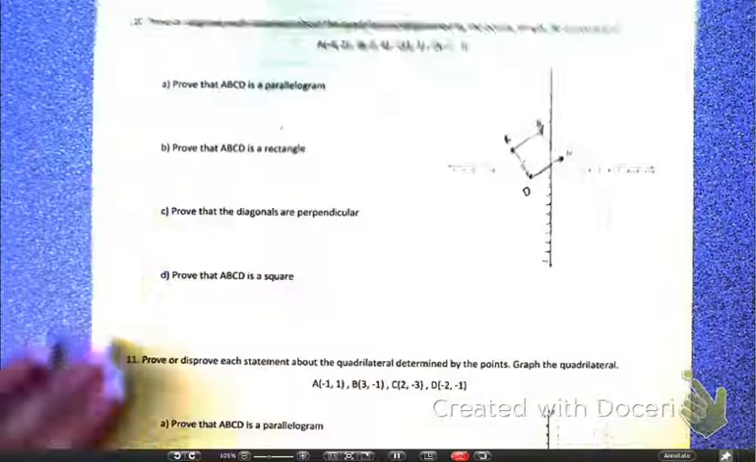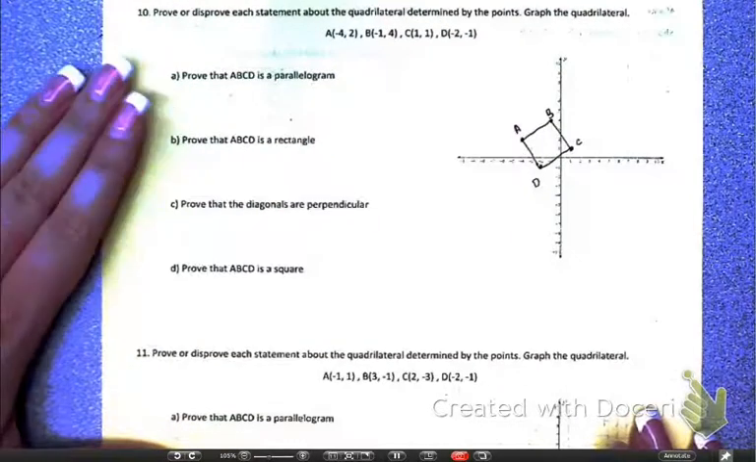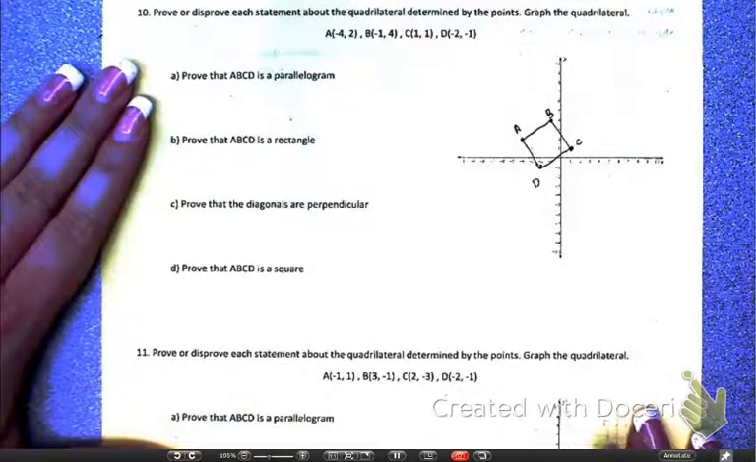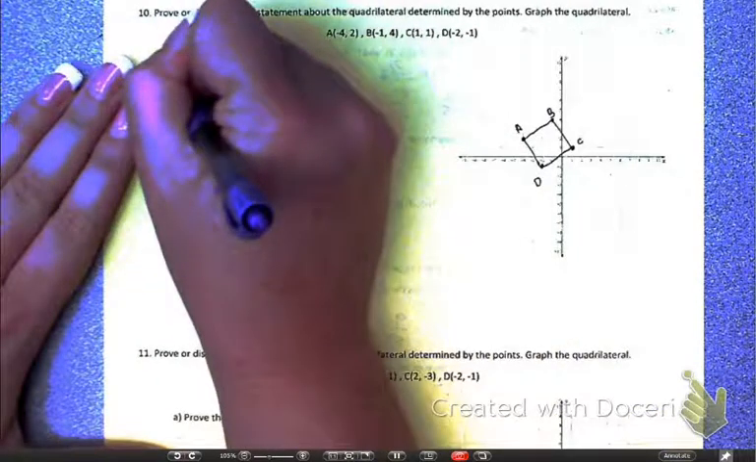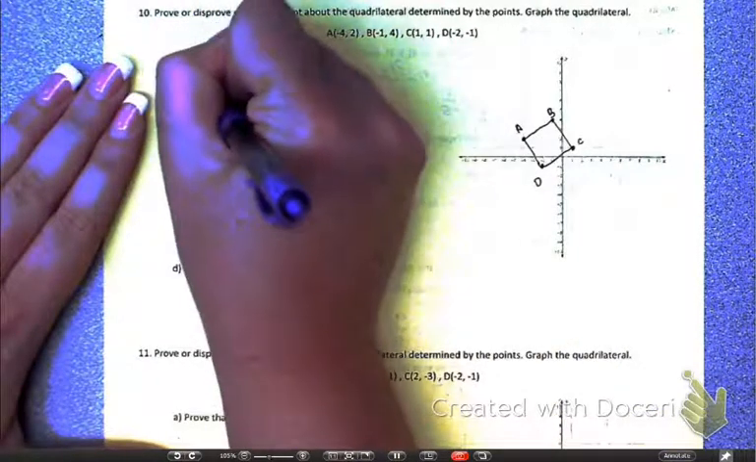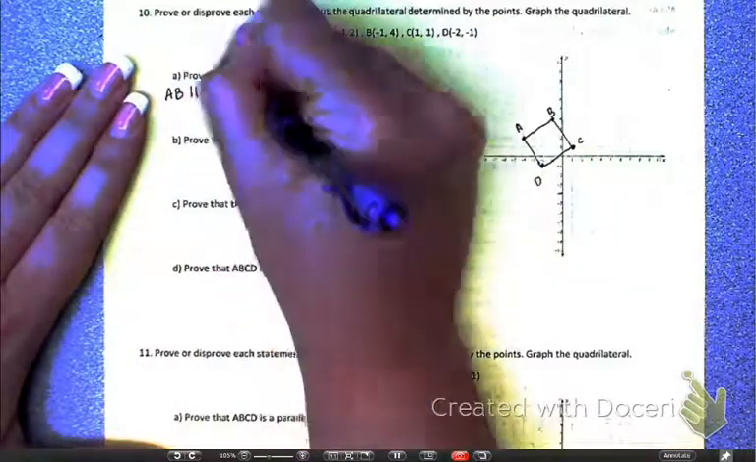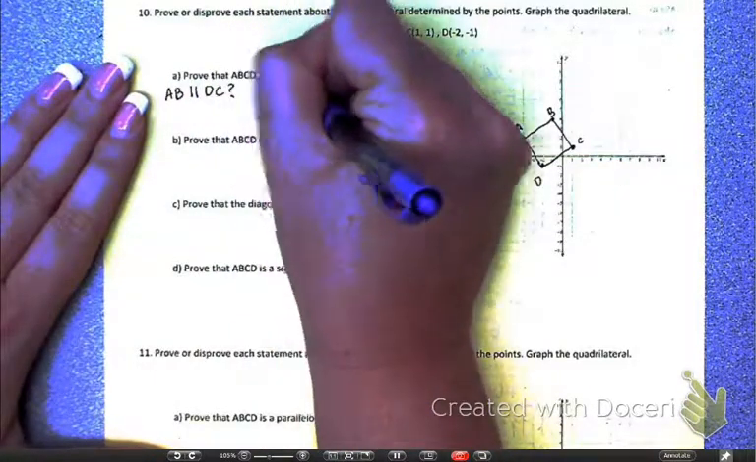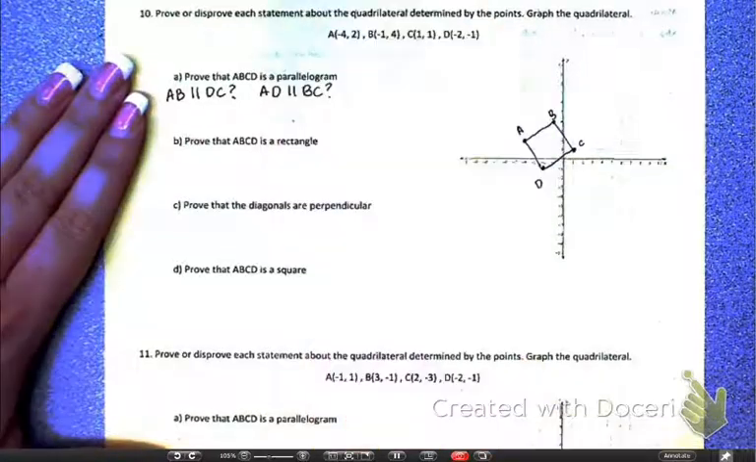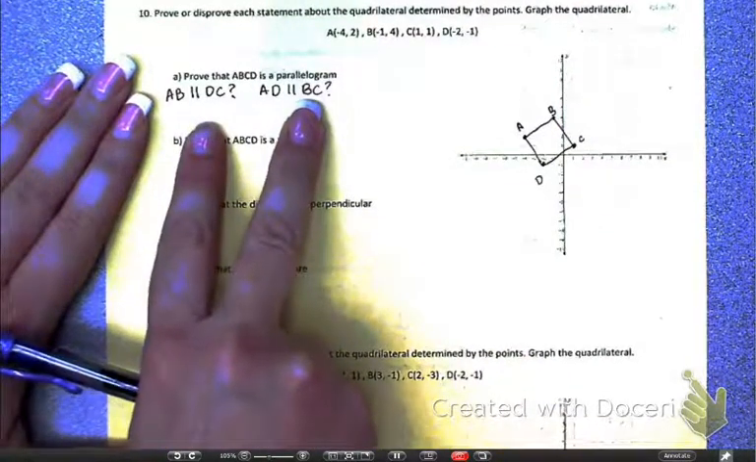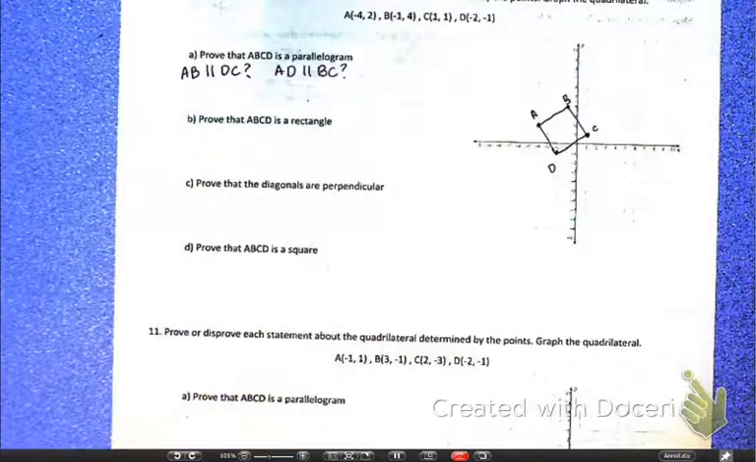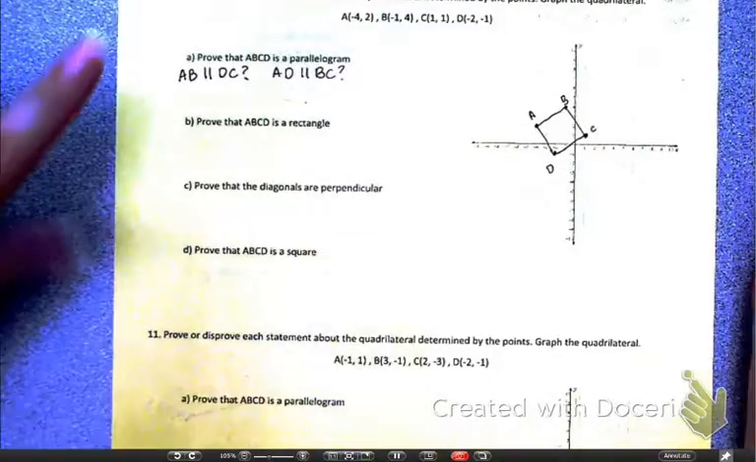So first thing I need to prove is whether or not it's a parallelogram. In order to prove it's a parallelogram, I need to show that what? Okay, I need to show opposite sides are parallel. So I need AB is parallel to DC, and I need AD is parallel to BC. You need to write this step. Okay. From here, you can count, or you can use the slope formula, whatever you prefer.